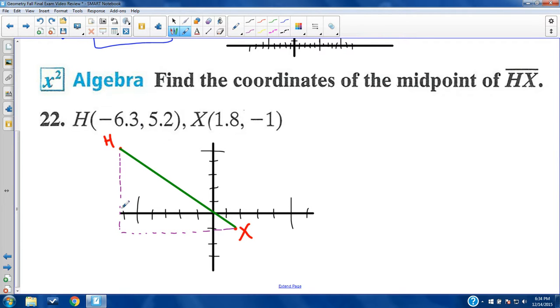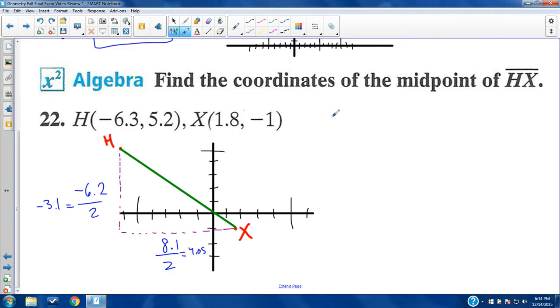So going from 5.2 to negative 1, that's going down 6.2. And going from 1.8 to negative 6.3, that's 8.1 across this way. If you were to have those values, which is not very fun, half of 8.1 is 4.05, unless I did math wrong, because I'm doing this in my head here. And half of negative 6.2 is negative 3.1. So the idea is that you can use these values and take them depending on which side you're looking at.